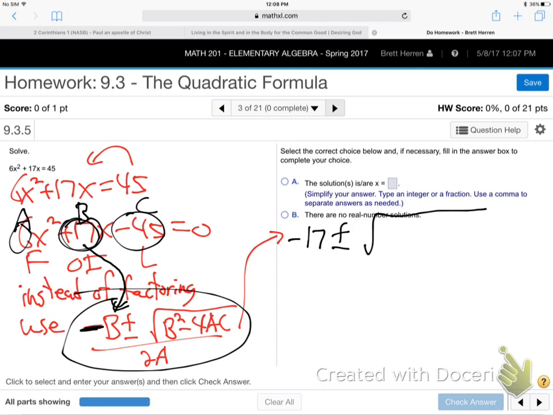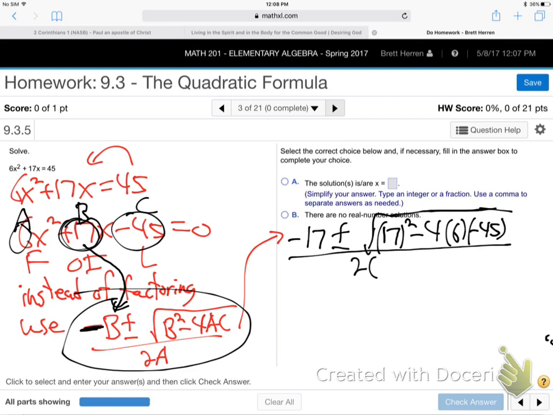Square root of B squared. Now, parentheses would be helpful. 17 squared minus 4 times A times C. What's A? 6. What's C? Negative 45. I'm running out of room there. I'm going to make that smaller. Made this all too big. All over to A. What's A? 6. Let me stop there for a minute.